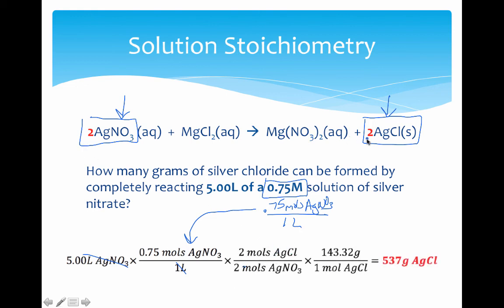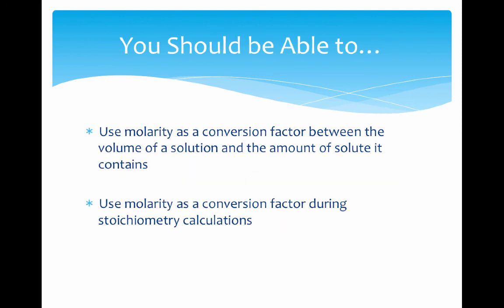In this case, it is 2 to 2 based on the balanced chemical reaction. And then the question wanted an answer in grams, so our last step would be to convert moles of silver chloride into grams of silver chloride using its molar mass. Punch all this into your calculator just like we always do. Make sure everything cancels out right, and then you'll get an answer of 537 grams of silver chloride, using the number of significant digits determined by the initial starting volume. Although I guess I probably should have rounded to 2 sig digs, huh? So that's pretty much it.